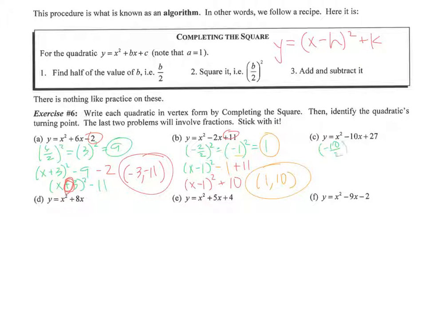Next one. Negative 10 divided by 2 squared becomes negative 5 squared, which becomes 25. So our perfect square binomial becomes x minus 5 squared. Because we need to subtract what the c was, we subtract 25. And because we have our original, we add 27. So it becomes x minus 5 squared plus 2. So our turning point is at 5, 2.